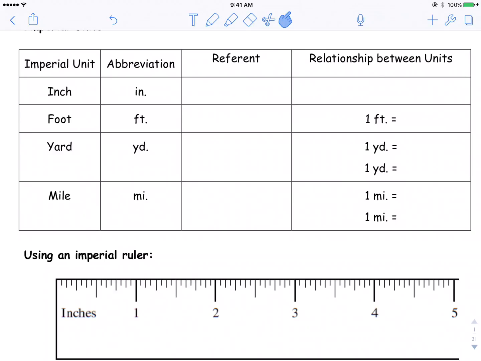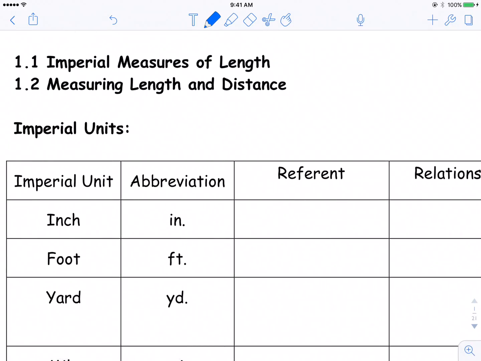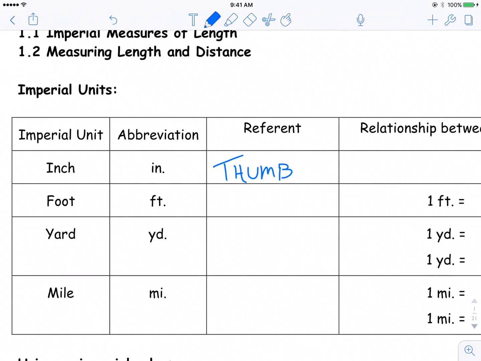Sections 1.1 and 1.2 deal a lot with what we call referents. What can we refer to as being approximately 1 inch long? As an example, what a lot of people can use to refer to 1 inch would be the one digit of their thumb. So from the tip of your thumb to the end of the first knuckle would be about 1 inch long.